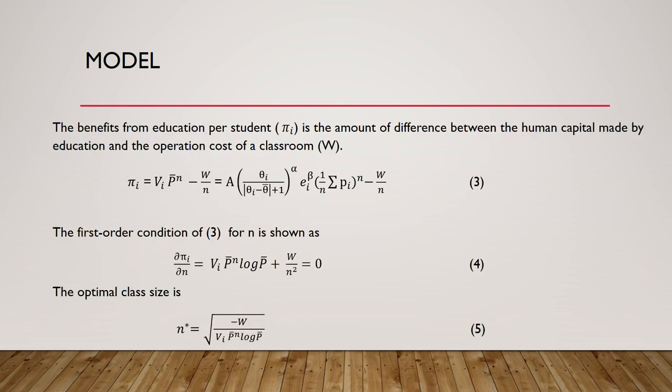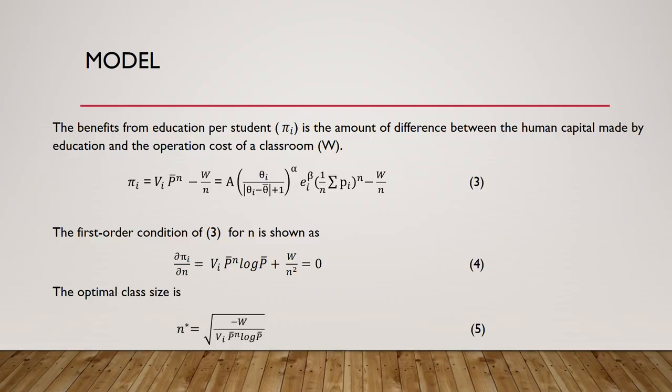Next, we consider the benefits from education. The operating cost of a classroom, such as the salary of a teacher, and the cost of installing equipment for learning, such as a blackboard or air conditioners, is W, and the cost is paid by students in the classroom. The benefits from education per student, pi i, is shown as equation 3.